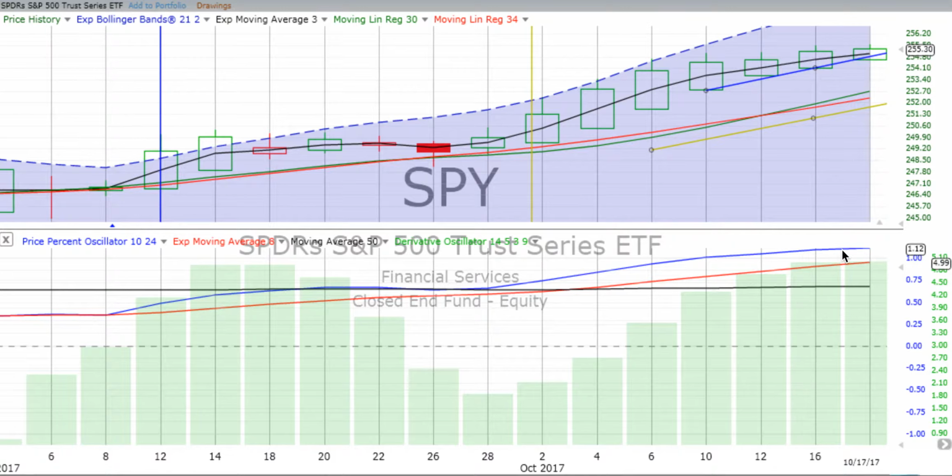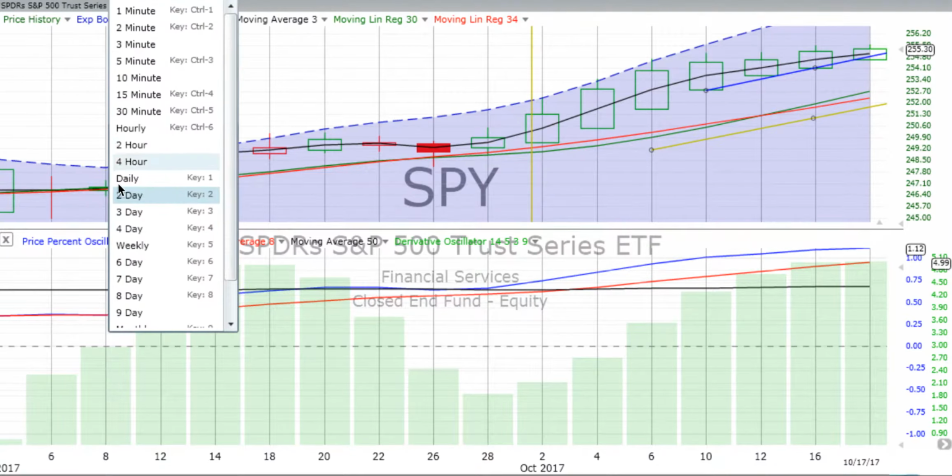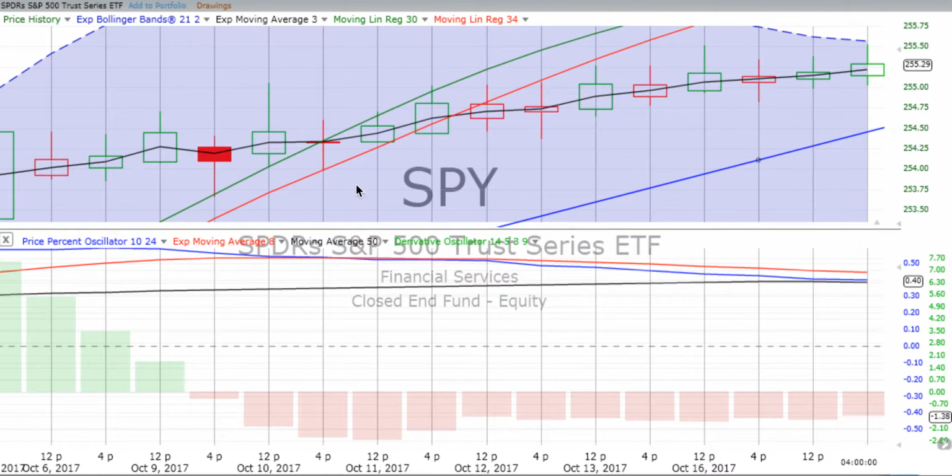The price percent oscillator is not moving at the same strong up movement it was all the way back till around the 10th of October, but it is still moving up. The derivative oscillator has lost some of its initial strong energy, but it still moved up a little bit over the course of the last day. So we'll just continue to monitor. If we start seeing that bleed off, we want to pay a lot of close attention to that.